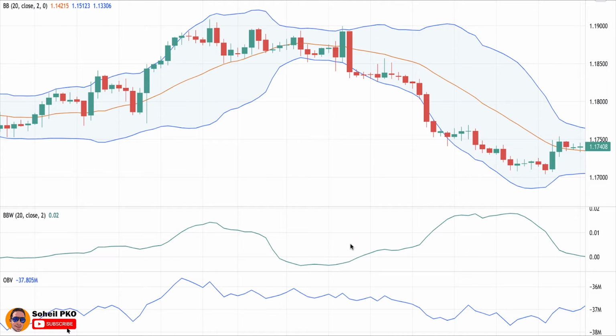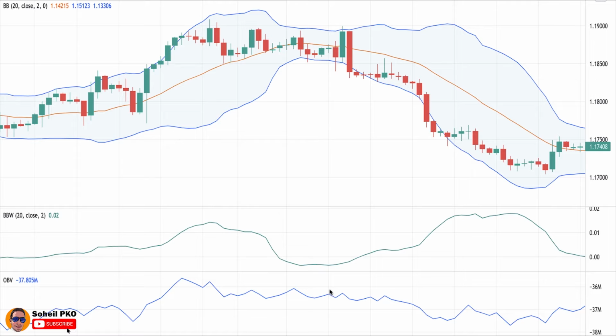As I mentioned earlier, the squeeze doesn't provide us any directional signals, and it just simply tells us that the volatility is contracting and we must be ready for volatility expansion. And because of this, to anticipate the breakout and prepare ourselves for that and then confirm the breakout, we use OBV, on balance volume, as a complementary indicator for evaluating buying or selling pressure in the consolidation period.